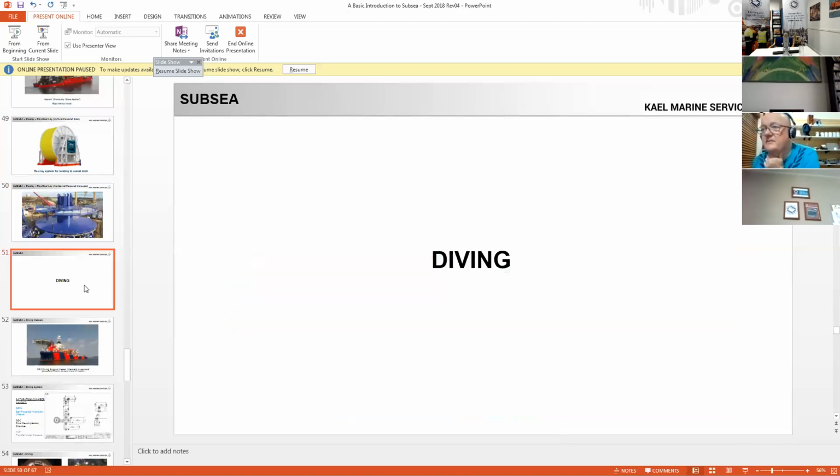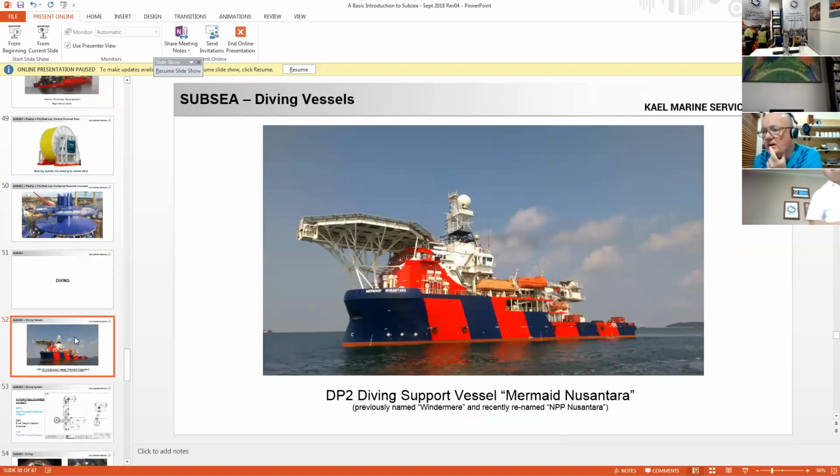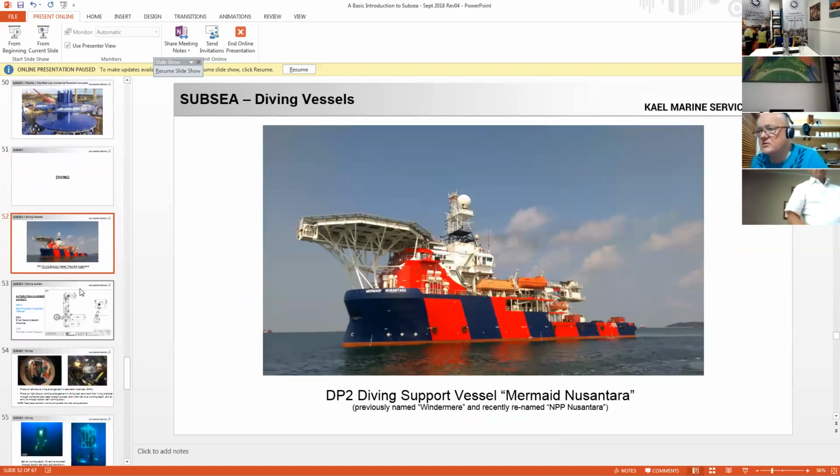Moving on to diving. There's a DP2 diving support vessel. The name has actually changed. It's now just the Nusantara. It's no longer the Mermaid Nusantara. It used to be called the Windermere.